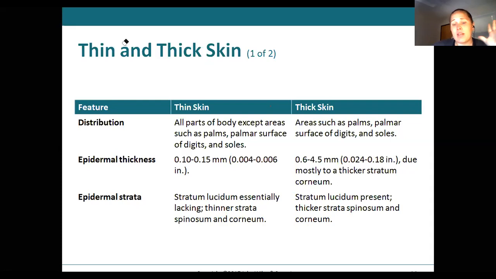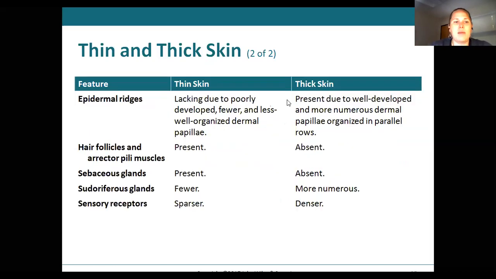So thick skin versus thin skin. Thick skin: palms of hands, soles of feet. Thin skin is basically everything else. There are more layers, obviously, in thick skin, and the thick skin has that additional epidermal layer as well. So that's a quick synopsis of the thick and thin skin. Now as for the structure, here is what you'll see in thick versus thin skin.